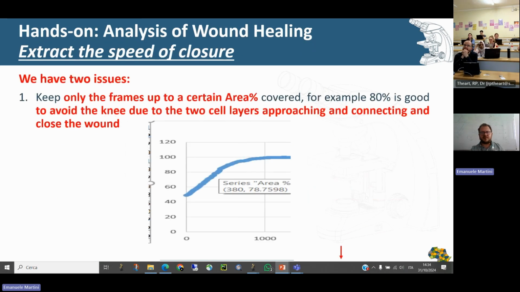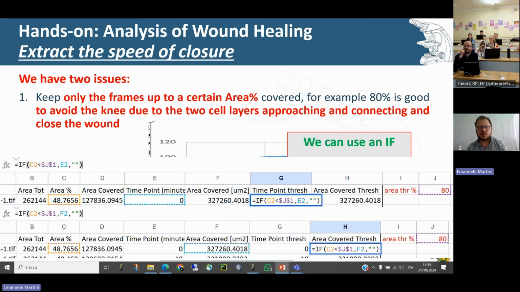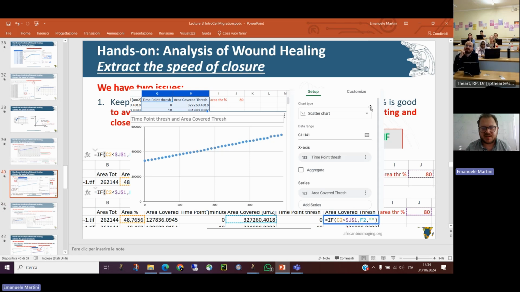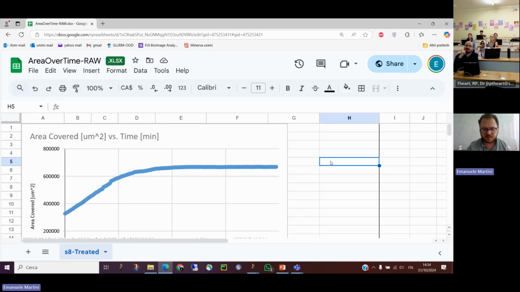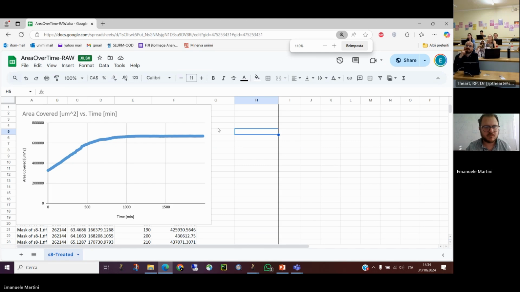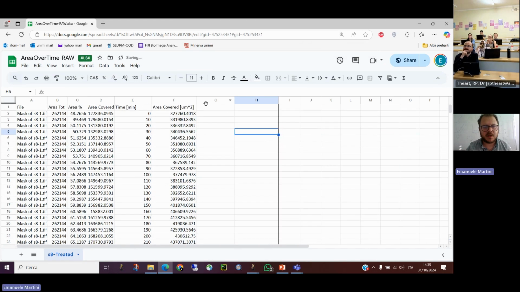One way to do it is, for example, to say, let's keep the frames up to a certain area percentage. So, for example, 80%. And we will try to do it in Excel, okay? How can we do it? Let's go back to Excel, to Google Sheet a little. Okay, here it's a little bit too big. Let me put this one very far away.